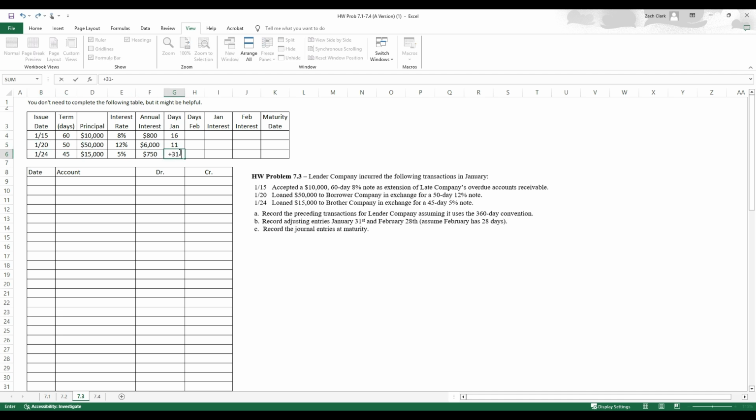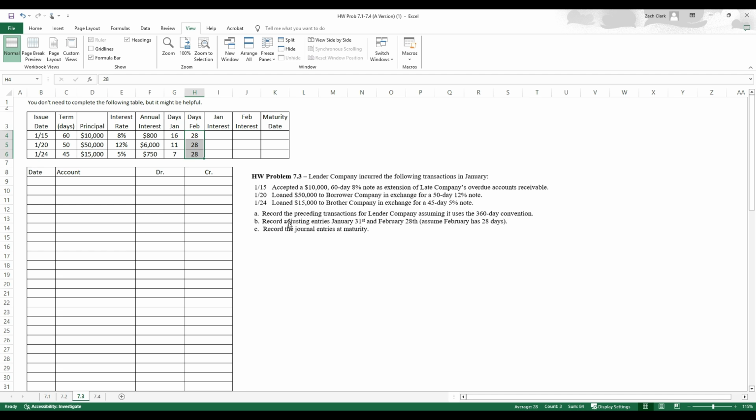And this one we can do 31 minus 24. So minus 15, minus 20, minus 24 gives how many days we have the note outstanding, essentially. All of these were fully outstanding the whole time in February.